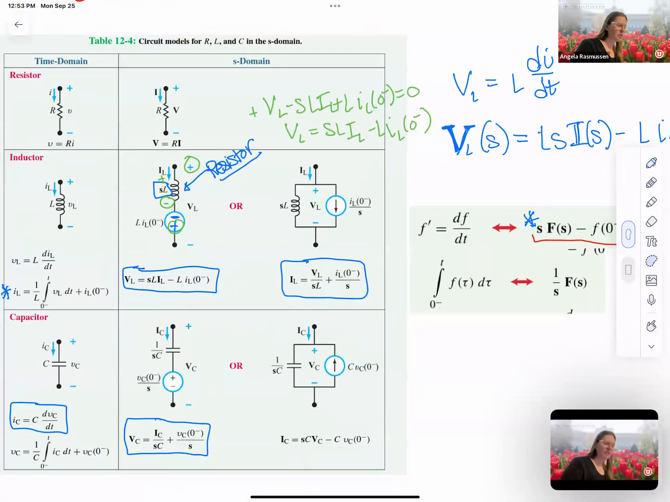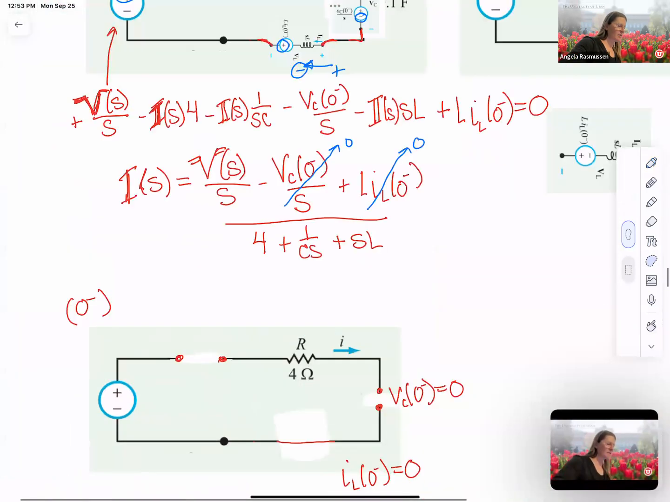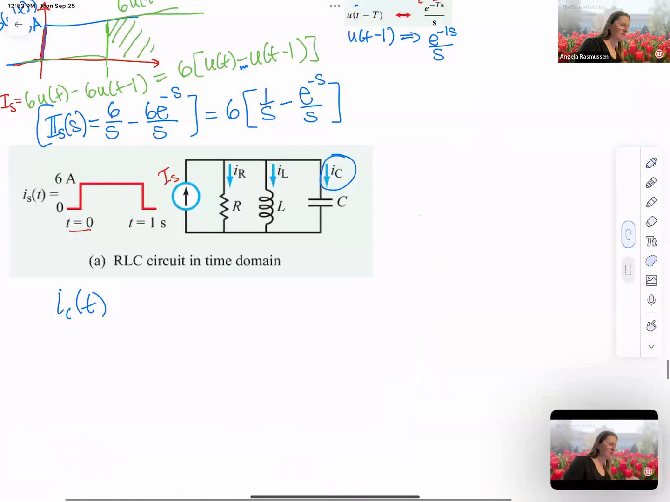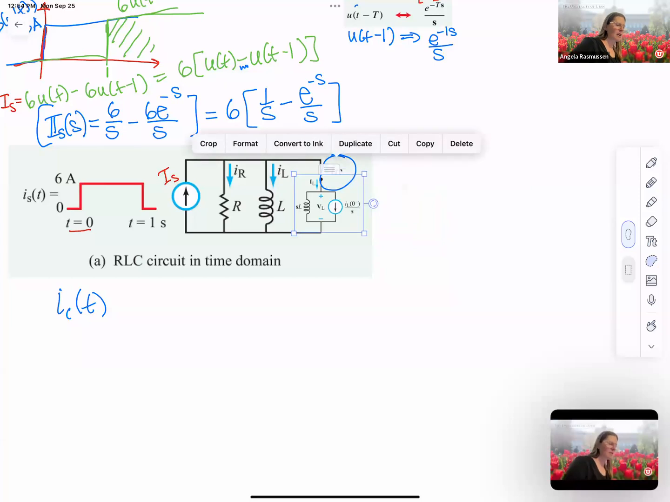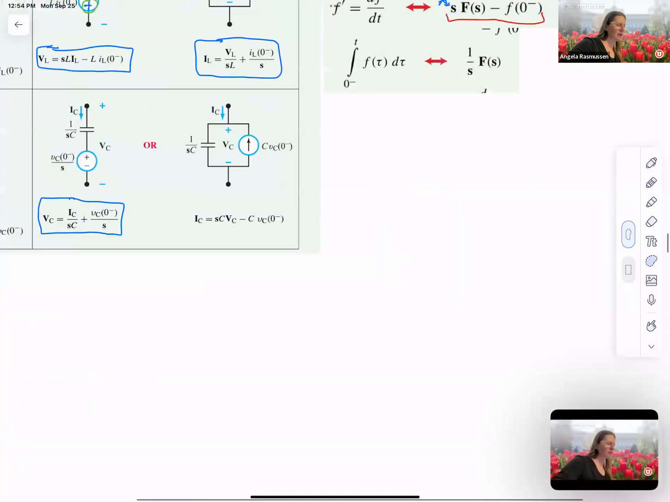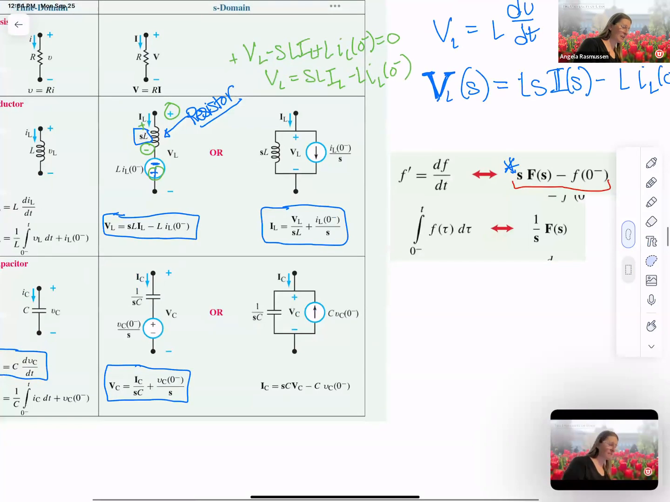I'm going to like the form of the parallels. So I'm going to take these for the capacitor. And for the inductor, I can redraw it or copy and paste in my case.